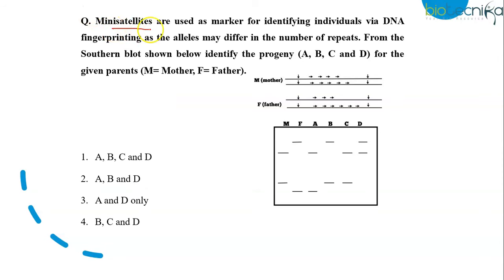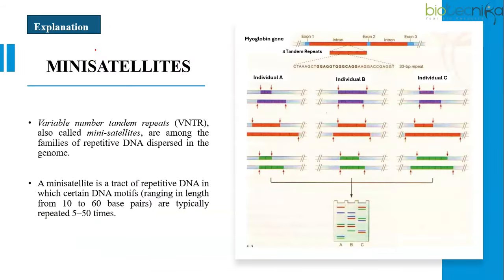Another question: minisatellites are used as markers for identifying individuals via DNA fingerprinting, as the alleles may differ in number of repeats. From the Southern blot shown below, identify the progeny A, B, C and D for the given parents, where M is mother and F is father. To answer such questions, you need to be familiar with what minisatellites are, what the DNA fingerprinting technique is, and the technique of Southern blotting. So let's first understand what minisatellites are.